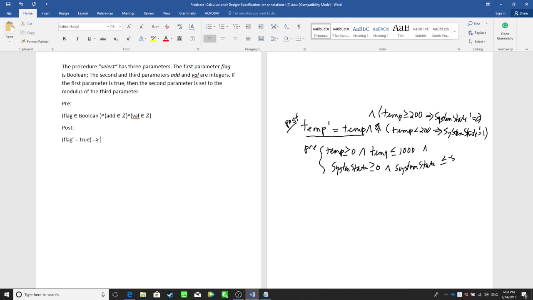So let's see. Okay. Yeah, the second parameter is 8. So if we want to set something 8, it's going to be 8 prime equals to what is the modulus of the third parameter? Anyone knows that? What is modulus?